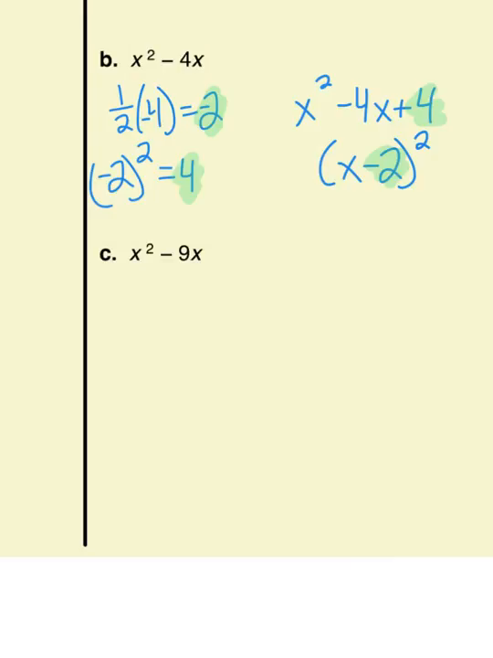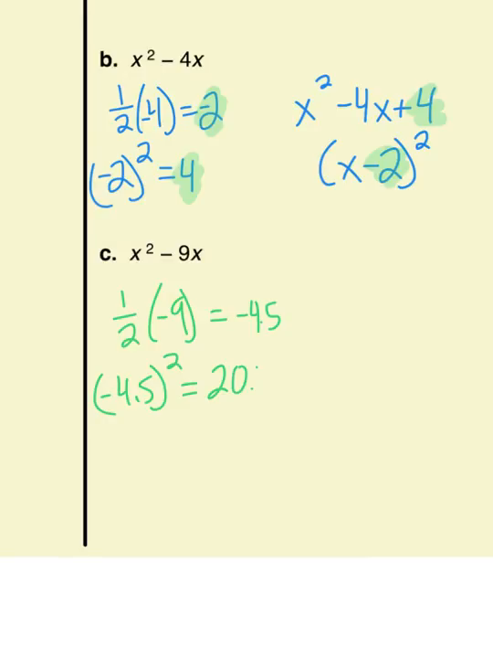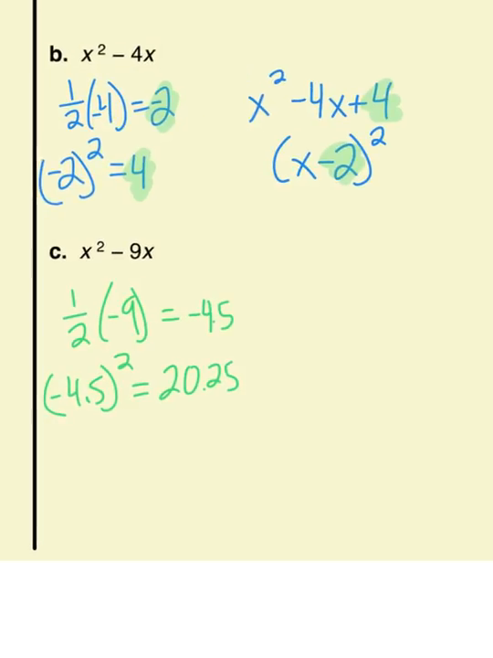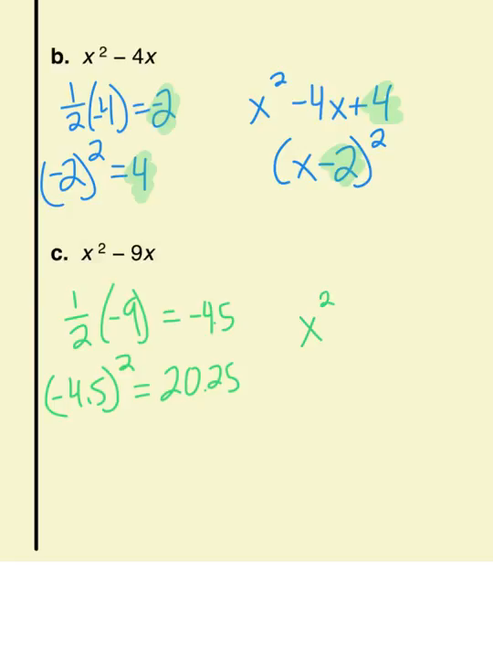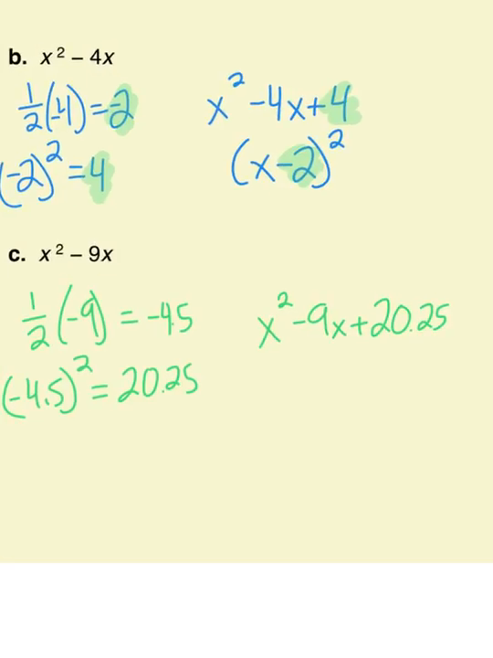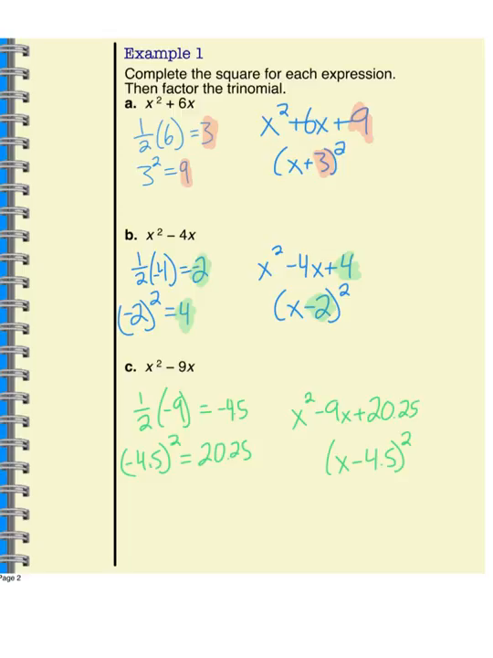All right, x squared minus 9x. We have half of negative 9, which is negative 4.5. And then we have negative 4.5 squared, which is 20.25. So now when I rewrite my equation, I'm going to say x squared minus 9x plus 20.25. So that when I factor it, I can have x minus 4.5 squared. All right, and that is how you complete the square.